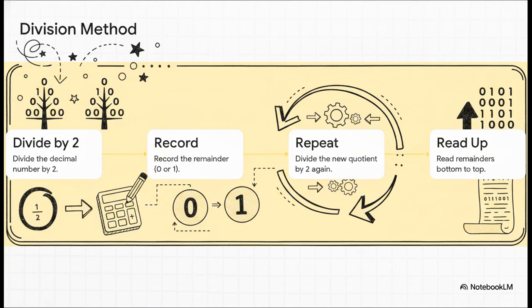By simply dividing by 2 over and over and tracking those remainders, you just translated a normal human number into a pure binary string of ones and zeros.